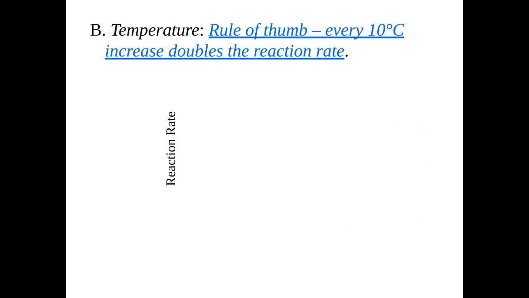The temperature: there's a rule of thumb, roughly, that every 10 degrees Celsius doubles the reaction rate. It's not going to be true for every reaction, but it's a ballpark figure.